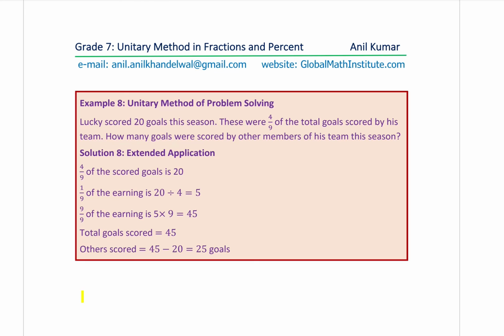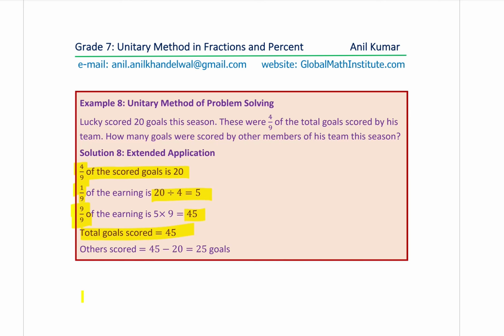Correct? So what are we given? We are given that 4/9 of the goals scored is 20. Correct? Find 1/9 of it, divide by 4, which is 5. And 9/9 will be the total number of goals scored by the team. So multiplying by 9 gives you 45. So the total goals scored by the team is 45.